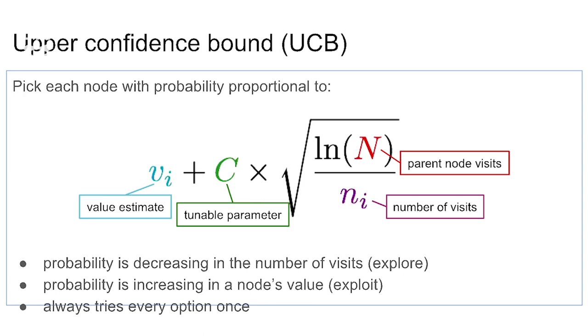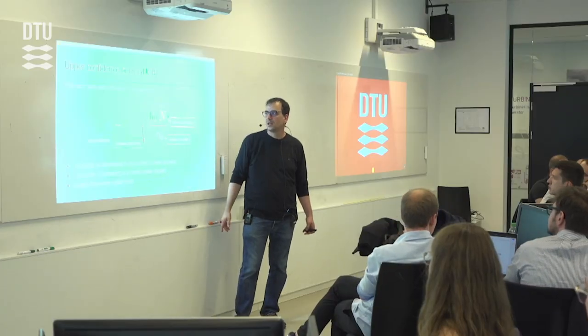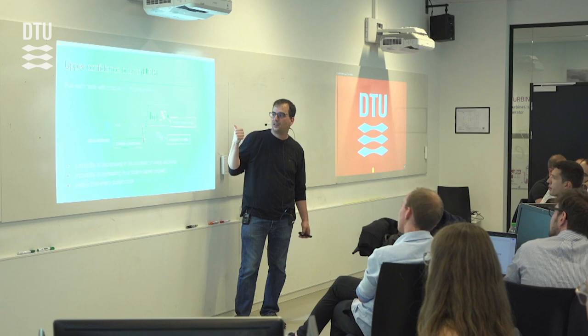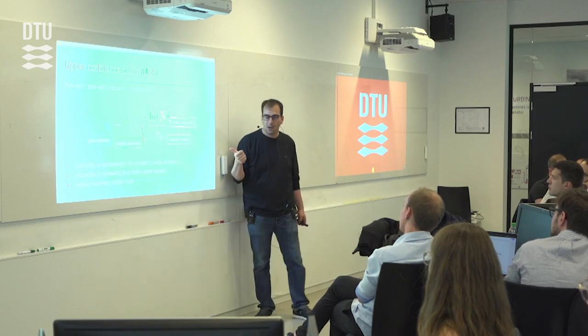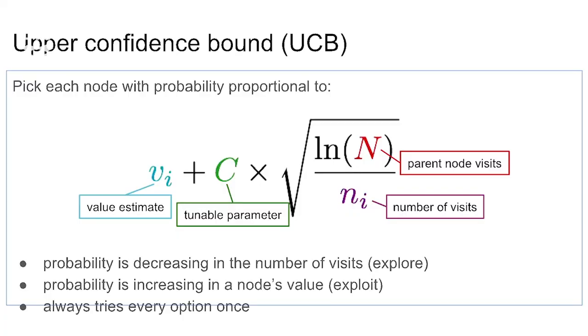Okay, so what do we know about this algorithm? This algorithm is, let's agree, very easy to do. All that I need to do is estimate the value and maintain counts. It turns out to be optimal in the sense that from all possible algorithms, this is an algorithm that minimizes the so-called regret, or alternatively maximizes your cumulative return.